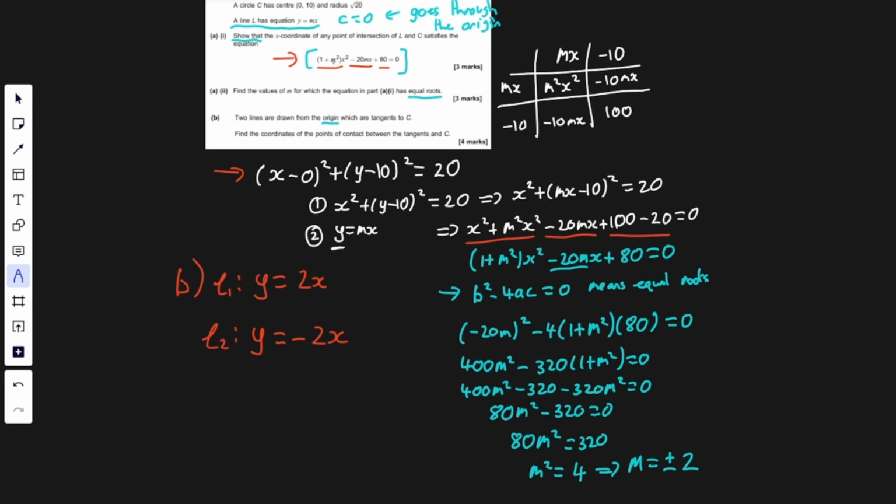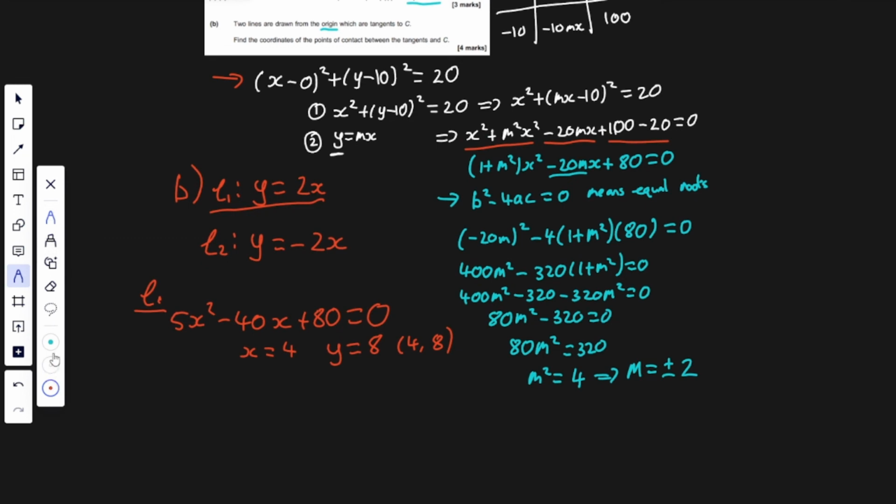So what I'm going to do is put the value of m back into here and solve the quadratic. So for line 1, we're going to have 1 plus 2 squared, which is 5, minus 20 times 2, which is 40, plus 80 equals 0. And then we can try solve this in the calculator. So 5, minus 40, 80, giving x as 4. Now we're not quite done, we need our y coordinate. We can put that back into here. So y is 8. So 4, 8.